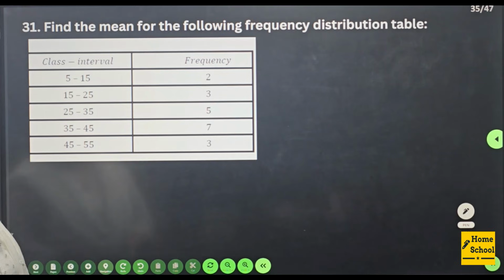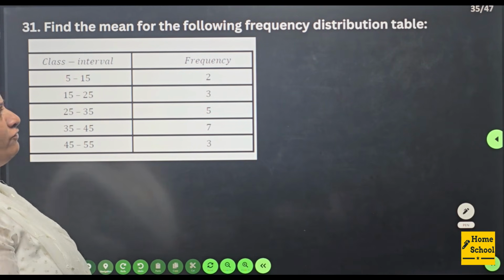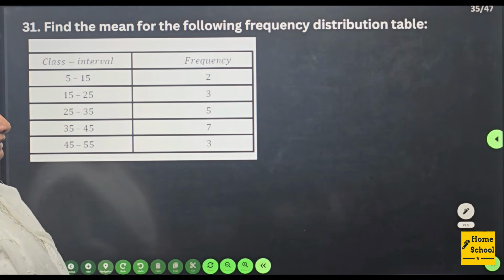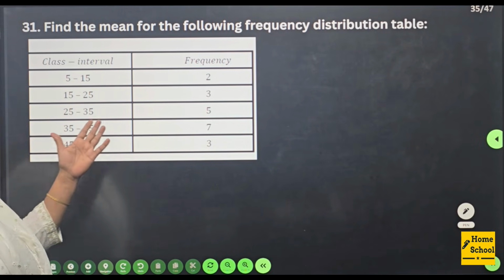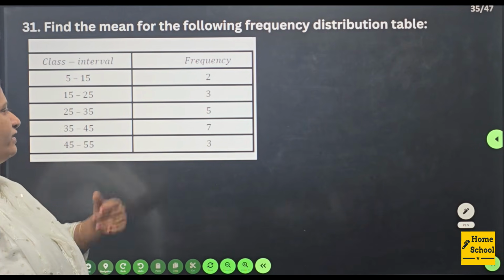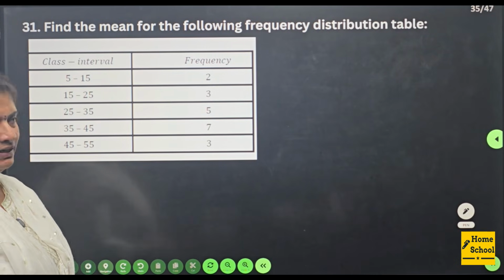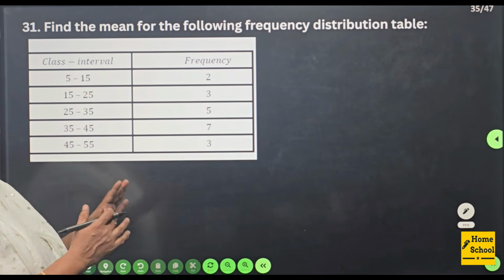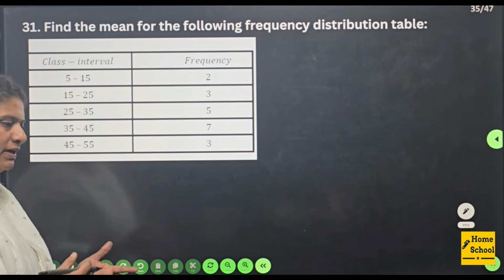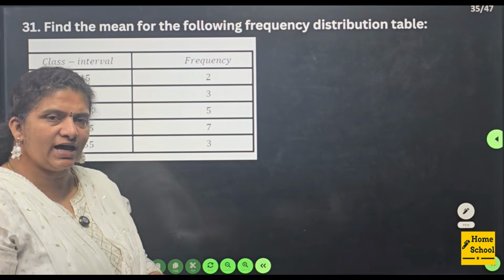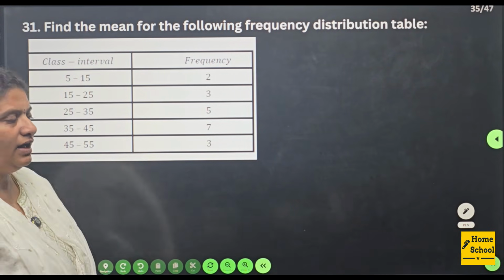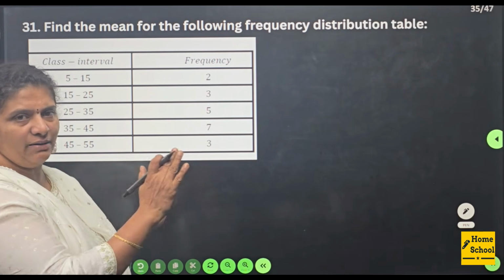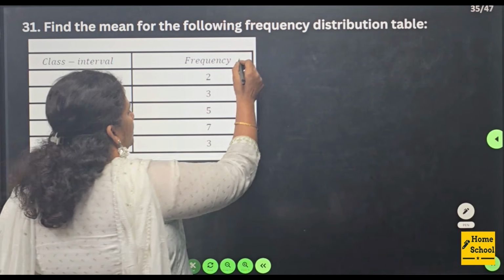Is this clear? 31. Find the mean of the following frequency distribution table. You can see the class interval and frequency: 5 to 15, 2; 15 to 25, 3; 25 to 35, 5, and so on. You can see the table. We need to calculate the mean for the given data. Mean by any method you can choose. I go with the direct method. Write down the direct method. And then for the same table I am extending the answer.